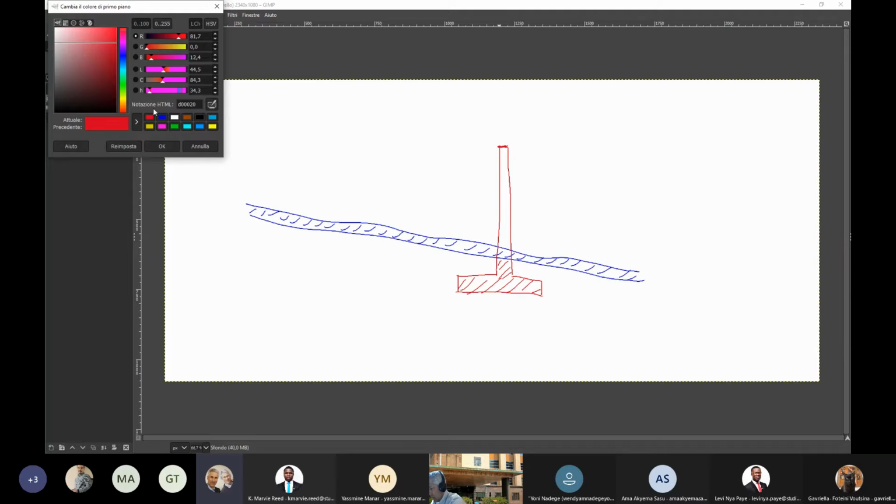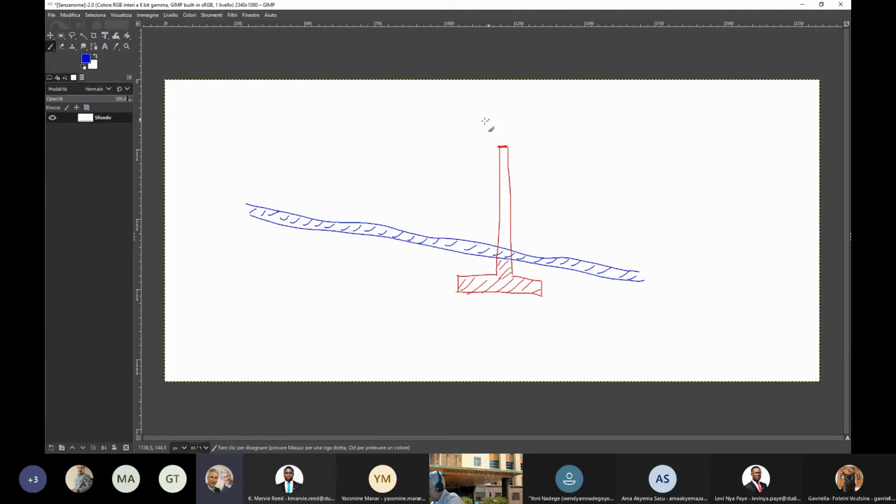So what is the configuration after I build the barrage? The configuration is something like this. The water level goes up here, and then something like this. And here usually I have turbulence. Now this is the new configuration after the barrage.